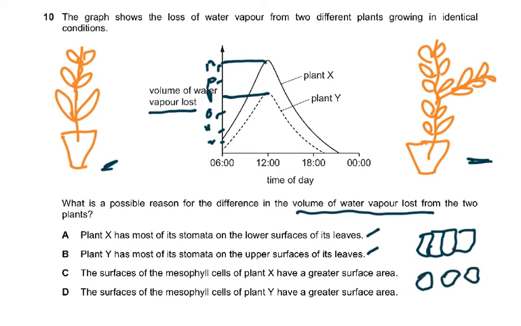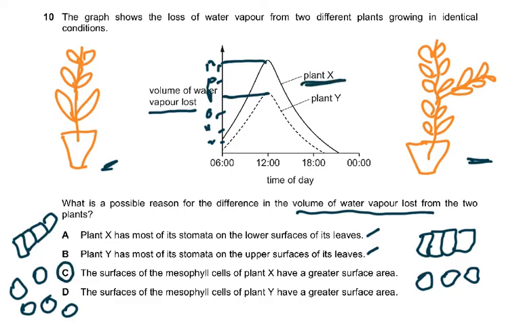If one plant has more surface area, the spongy mesophyll cells are more, the air spaces are more, so more surface area is exposed. That is why the answer is C. The surfaces of the mesophyll cells of plant X, the one which is losing more water, have a greater surface area.